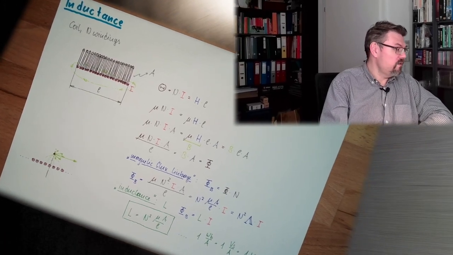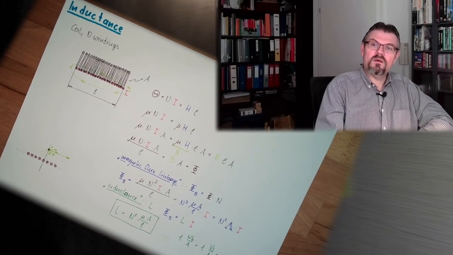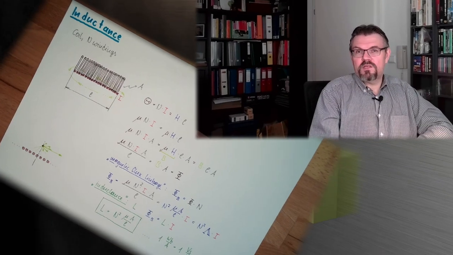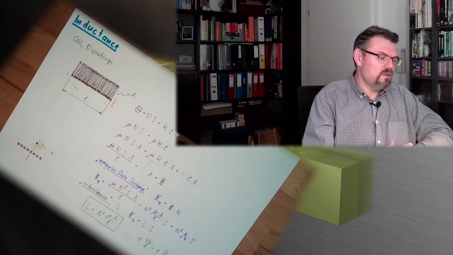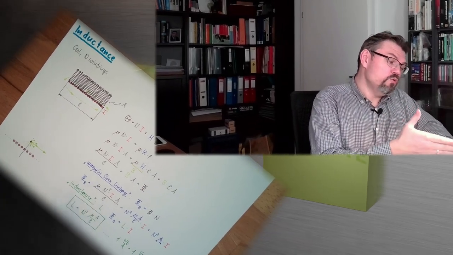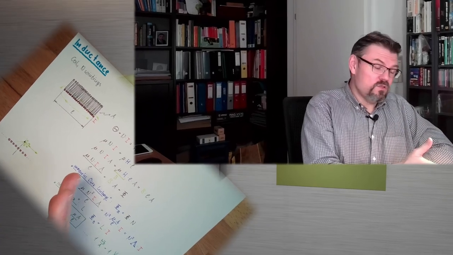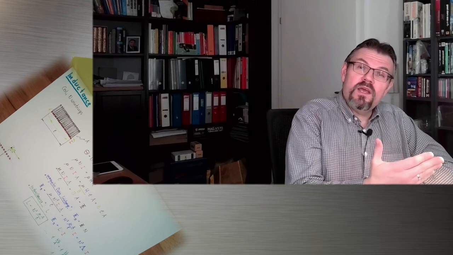Some time ago we talked about the energy density in the magnetic field. Now we have a magnetic field produced by a coil. So we should be able to calculate how much energy is stored inside our magnetic field in our coil. This we'll do next time. Next time, magnetic energy stored in a coil.